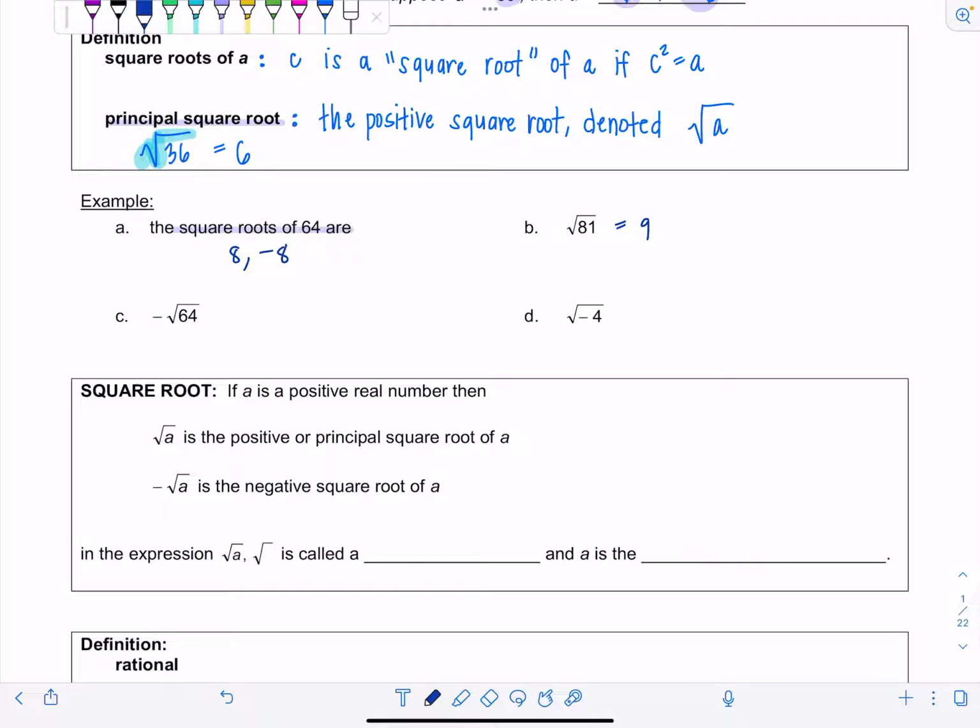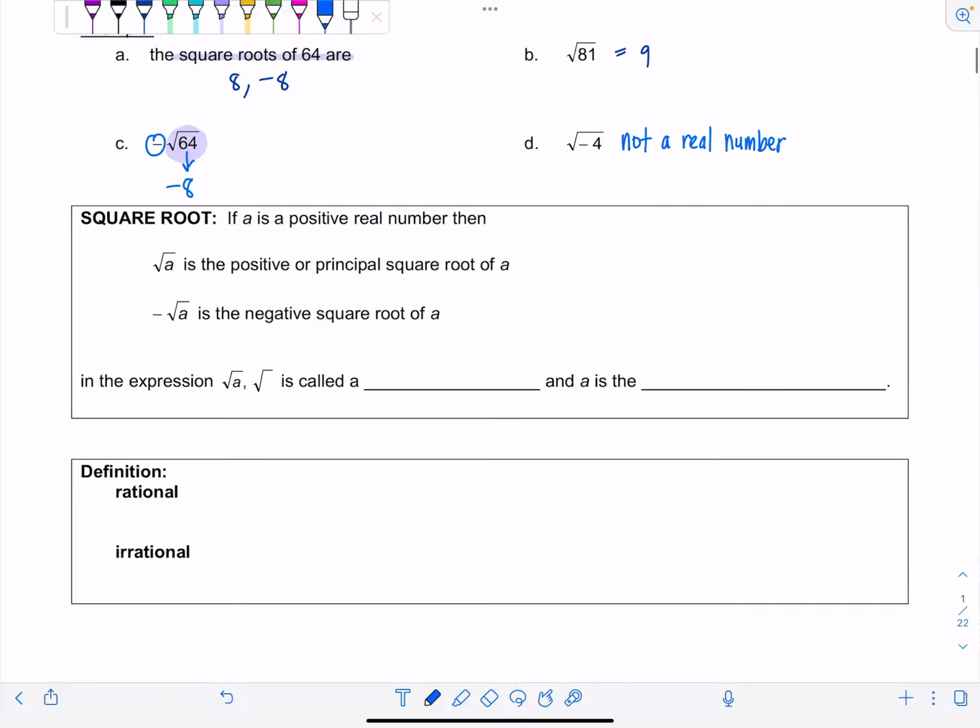C, negative square root of 64. So the positive or principal square root of 64 is 8. And then we apply a negative to that value. Okay, so that's it. Just one answer. And then here, last one we have is square root of -4. This is not a real number. You might already know that's equal to 2i if you've studied complex numbers a little bit, but for the purposes of this lesson, we're just going to deal with real numbers only, okay? Good.